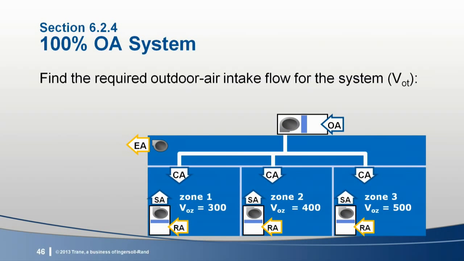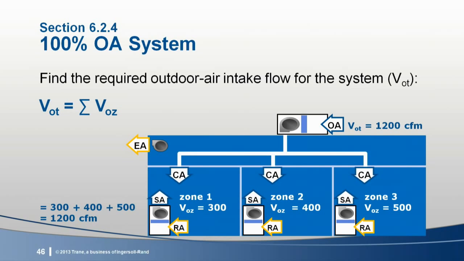Now let's move on to the 100% outdoor air system. For our example, we're assuming that a dedicated outdoor air unit delivers conditioned outdoor air directly to all three zones, and a fan coil in each zone provides heating or cooling. In this case, since the ventilation system delivers only outdoor air and no recirculated air, the required system intake flow, V sub OT, is simply the sum of the zone outdoor air flows. So for our example, the intake for this dedicated outdoor air unit needs to be 1200 CFM, or 300 plus 400 plus 500. Now for the multiple zone recirculating system, which is more challenging.